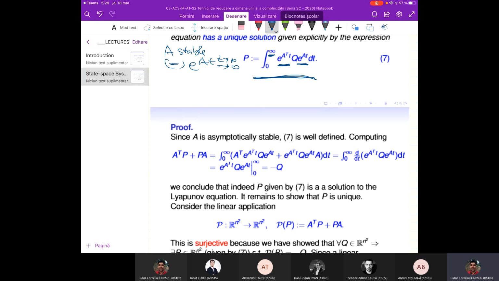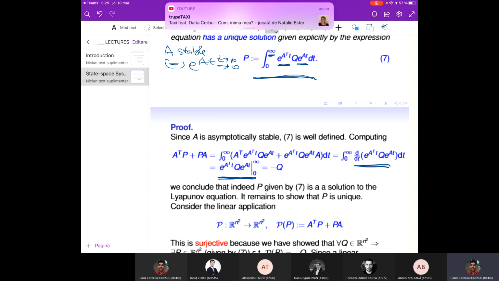And now, what do you mean that P in this form is a solution of an equation? Well, if P is the solution of the equation, then P should verify the equation. Do you agree? This is how you prove that P is a solution to the equation. You just plug it in the equation and compute. So plugging into A transpose P plus PA the matrix P in (7), and doing some simple computations, and also noting that you have some derivative here, you end up with this.